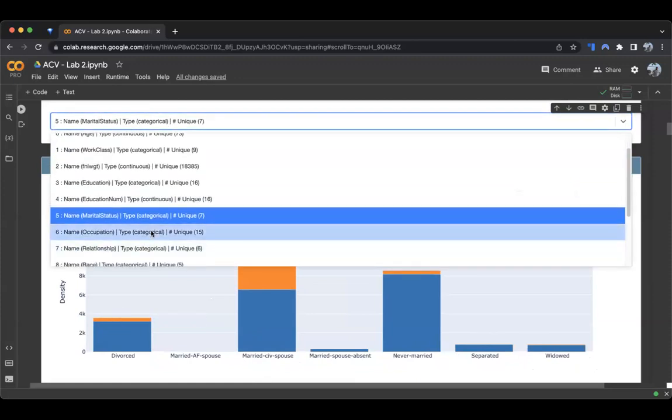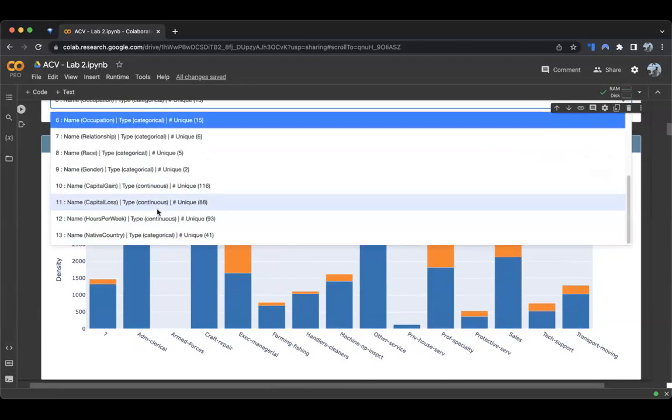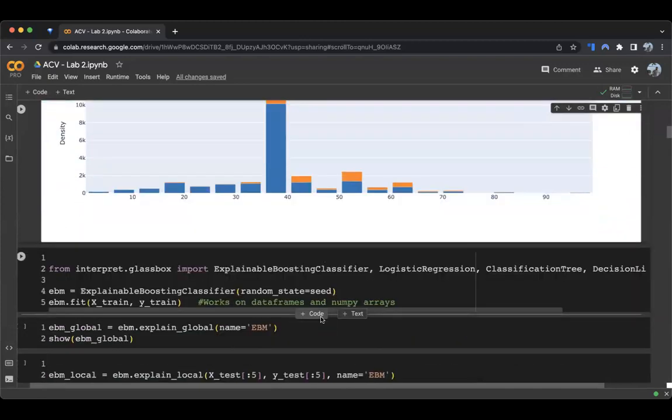And here, what do we have? Occupation, exec, craft repair. What is this? Exec and managerial. So they are more likely to get more than 50K when you go to management. Professional specialty, I don't know what this is. Sales is also pretty interesting. So these are pretty interesting remarks that you could get very quickly by looking at the data like this.